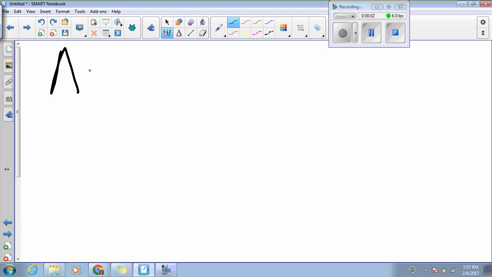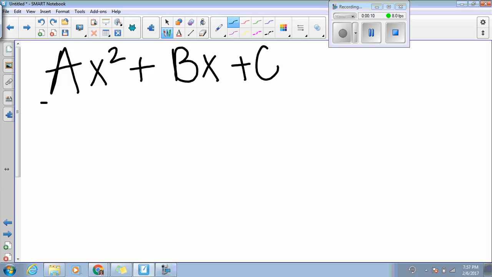Going to factor a trinomial where a does not equal 1. So we still have ax squared plus bx plus c, but a is not going to equal 1. The process is pretty much the same. We're still going to start with a box. It's our awesome cross method.